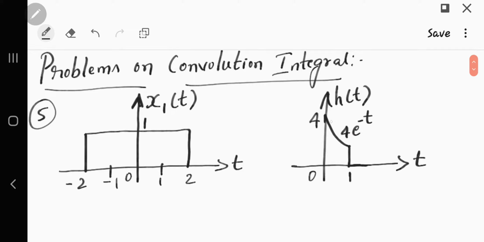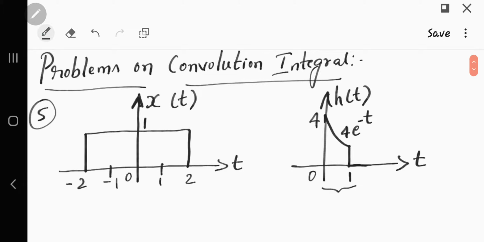Since it is 4 into e to the power of minus t, it is decaying, and 4 is the amplitude at origin, and it comes to 0 after 1. So the signal exists from 0 to 1 here. Now this is x of t, and another one is h of t.